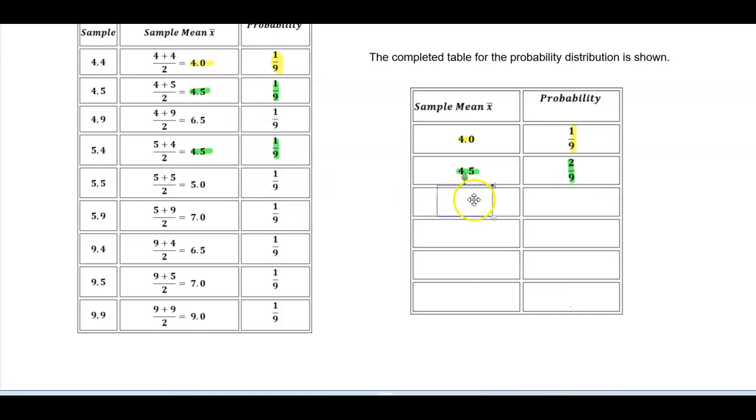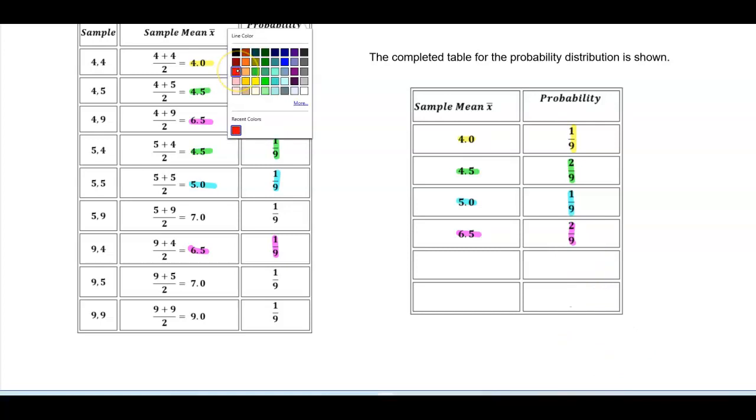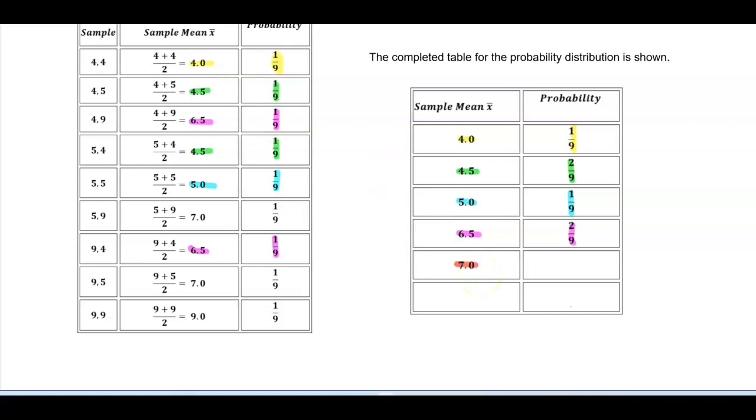Next, we have the sample mean that represents 5.0. So if we come down here, we only have one of those, which means the probability of that is just 1 out of 9. Next, we have 6.5. We have 1 and we have 2. The probability of that is 1/9 plus 1/9, which gives us 2/9. Next, we have 7. So how many 7.0s do we have? We have 1 and we have 2. So 1/9 plus 1/9 is going to give us 2/9.